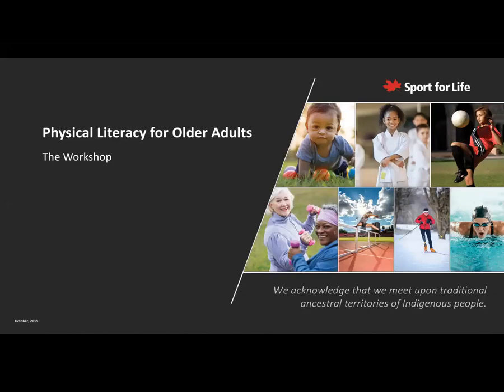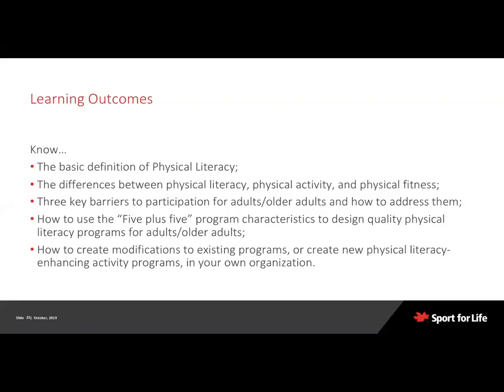So this is a very real life situation as to what we did around developing physical literacy for older adults. The learning outcomes of the workshop were: what is physical literacy, differences between literacy, activity, fitness, some of the barriers that are out there for older adults, how to use the 5+5 program characteristics, which I'll talk more about in a moment, and how to create modifications to help people get active.